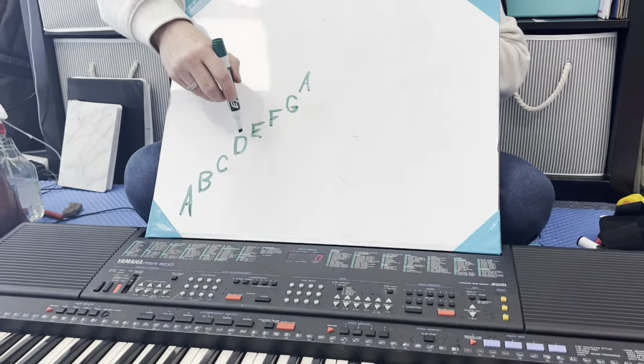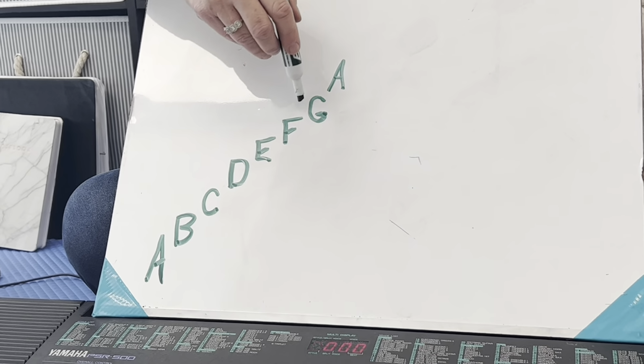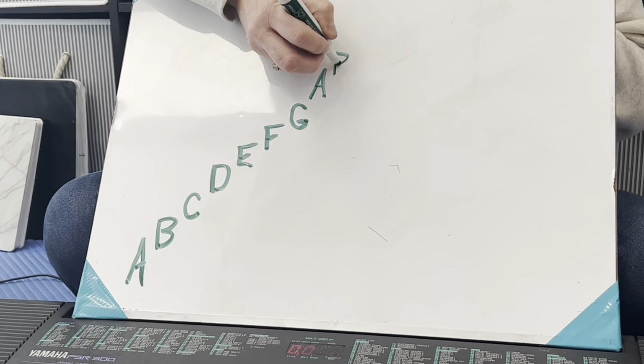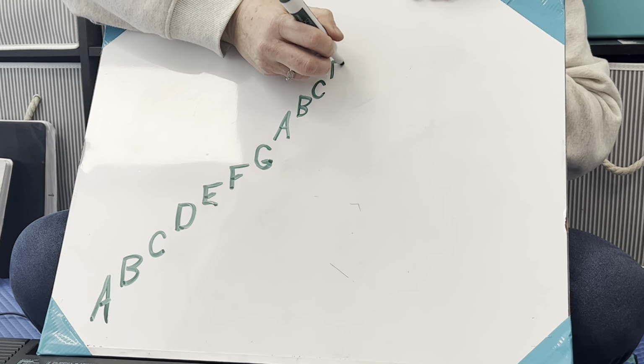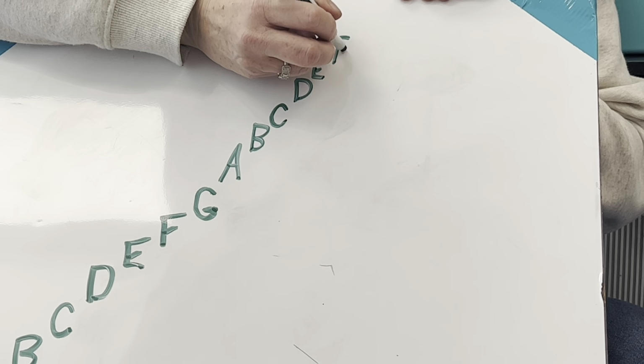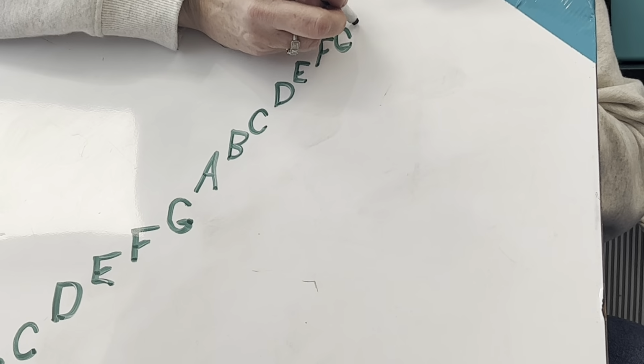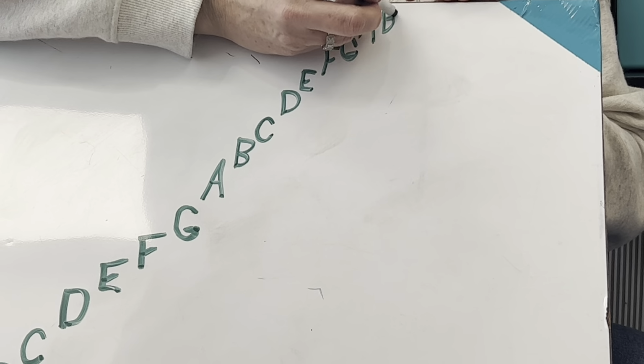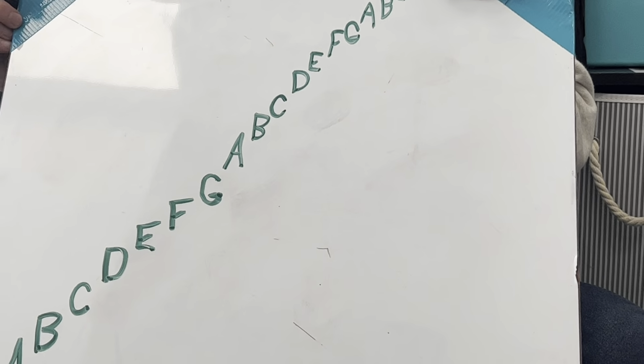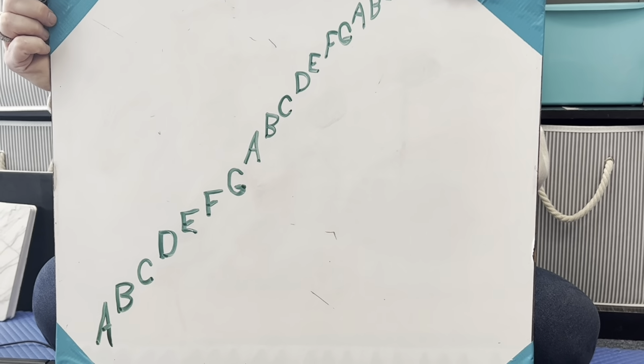So look, I'm just going to write the letters going up. A, B, C, D, E, F, G. A. What's next? B, C, D, E, F, G. What comes next? A, B, C. Okay? Got that? That's step 1. You may stop.